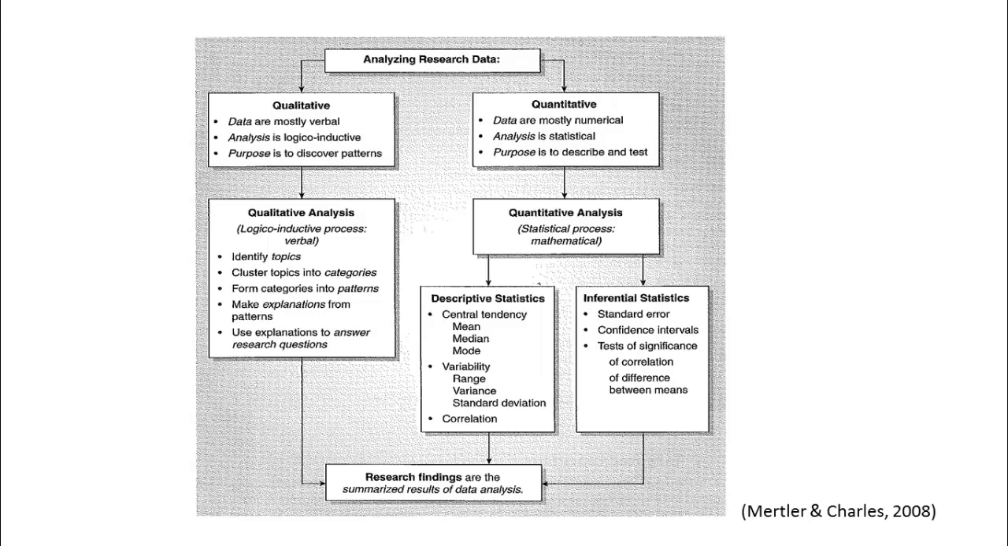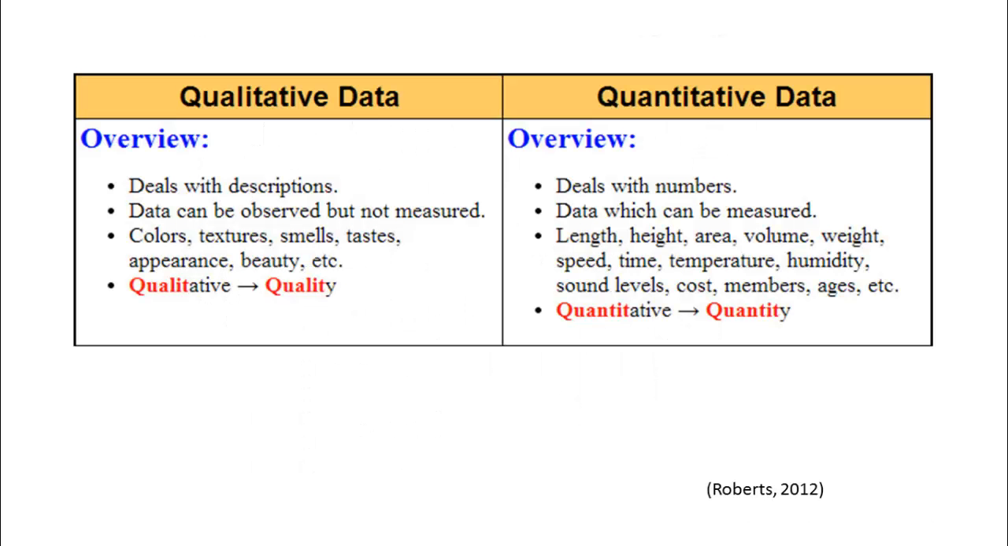So here you can just see a really quick little table from Mertler and Charles. And this is out of an educational psychology textbook. And again, all the references are at the end of this presentation. So you can see that there are branching paths here for qualitative versus quantitative, but you're going to end up in both cases with research findings, which are summarizing the results of the data analysis. So there's different techniques, different software programs, and we're going to briefly highlight those during this screencast.